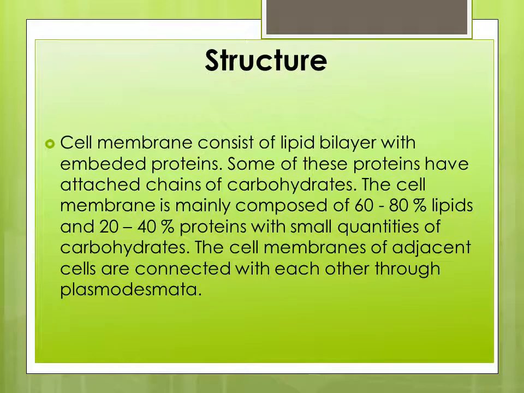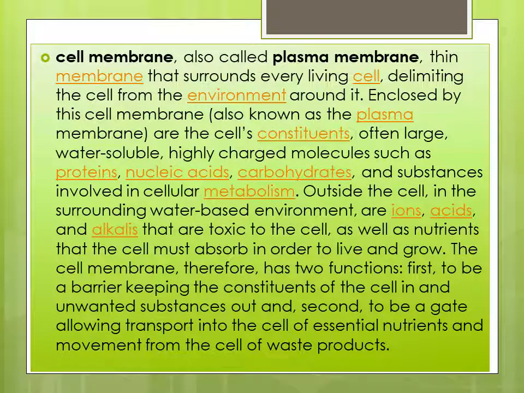Let me explain the structure of a cell membrane. The cell membrane consists of a lipid bilayer and embedded proteins. Some of these proteins have attached chains of carbohydrate. The cell membrane is mainly composed of 60 to 80% lipids and 20 to 40% proteins, with small quantities of carbohydrates. The cell membrane is also called the plasma membrane. It is a thin membrane that surrounds every living cell.